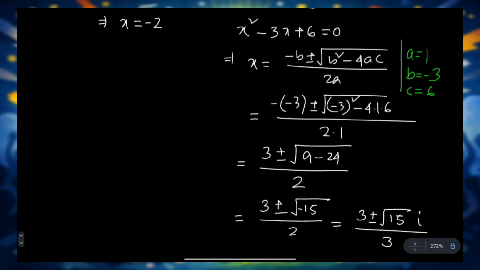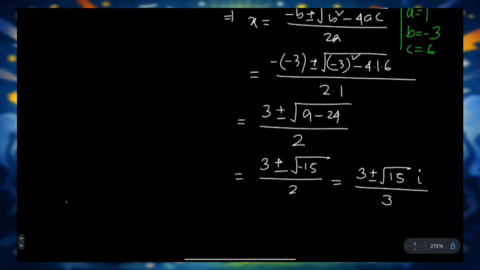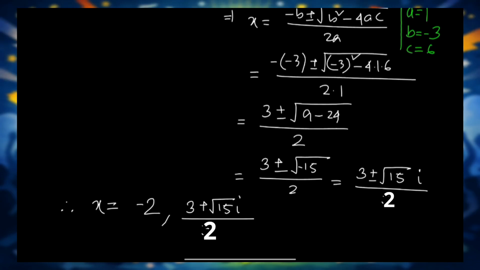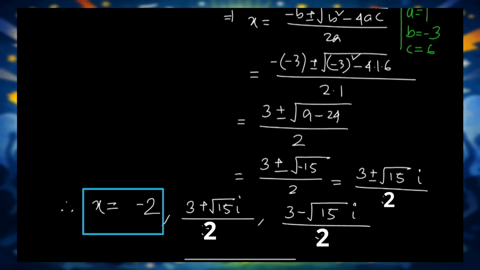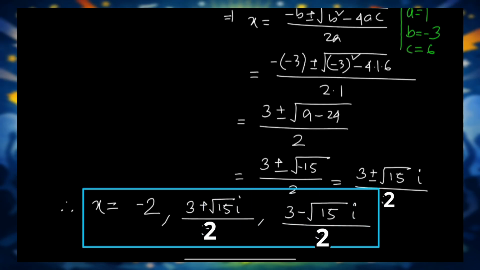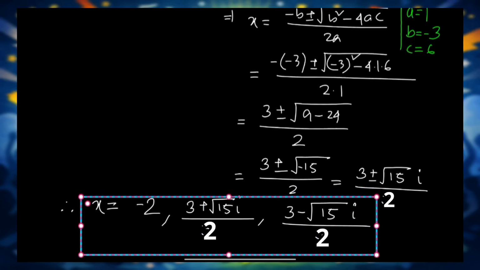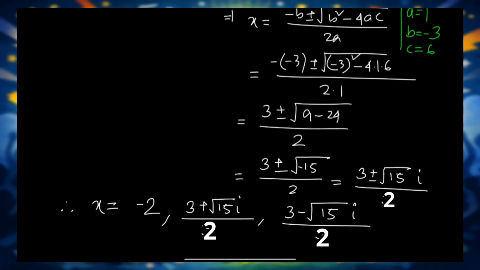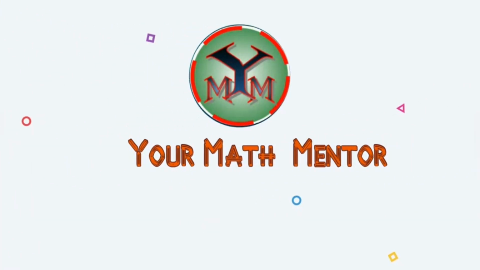Okay, so therefore the value of x, or solution of x, will be minus 2, 3 plus root 15i divided by 2, and 3 minus root 15i divided by 2. These are the solutions of the given equation. Clear? Okay.